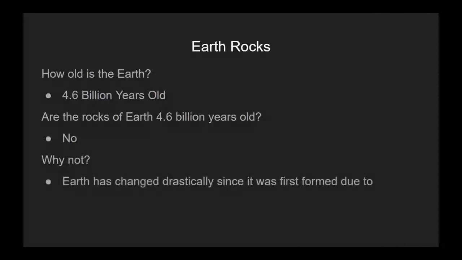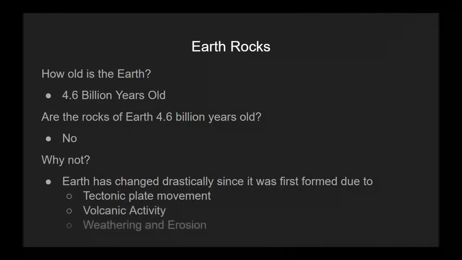The rocks of Earth are not as old as Earth because Earth has changed drastically since it was first formed due to a couple different things. First is tectonic plate movement, which we will talk about more in Objective 2. The second is volcanic activity. And the third is weathering and erosion.